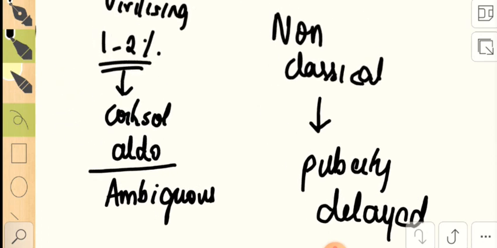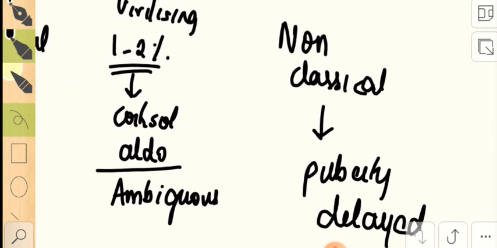So this is the basic pathophysiology involved in congenital adrenal hyperplasia.